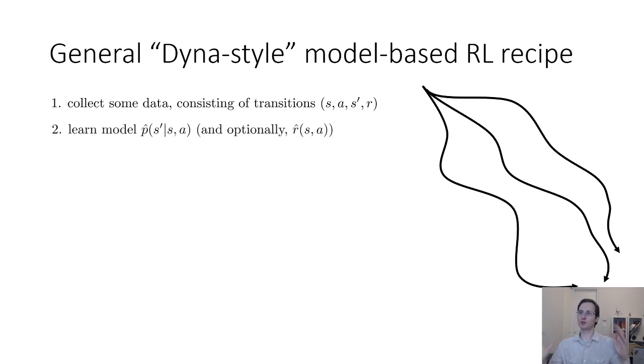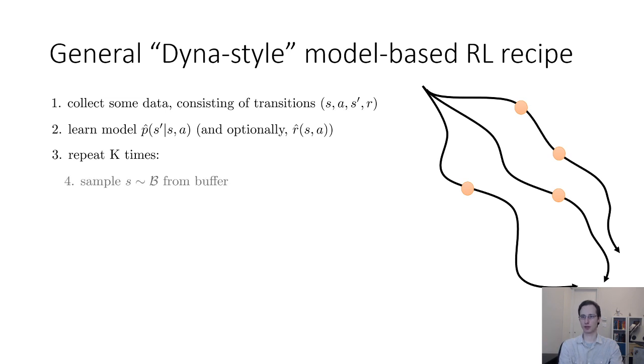Step 2, use all of that data with your favorite supervised learning algorithm to learn your model P hat of S prime given S, A, and if you don't know the reward function, also learn R hat of S, A. And then we're going to repeat the following procedure K times. We're going to select some states along the trajectories that we've actually seen. So we'll sample some states from the buffer. And then we'll choose the action A at each of these states. And there are a number of choices we could make.